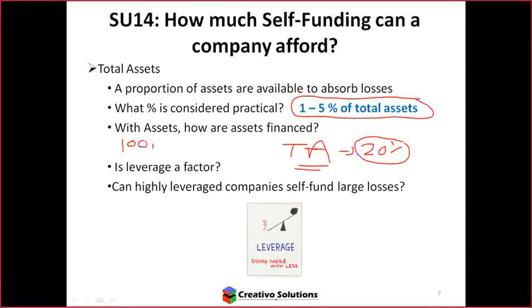Okay, so if all the assets come out to 100 million for that company, how much should they self-fund as a maximum? 1 to 5 million. Do you agree? Yes. Okay, and that would be their self-funding. Meaning, if something had to occur and they self-funded it, 1 to 5 million as a loss would be what we would be comfortable with covering.